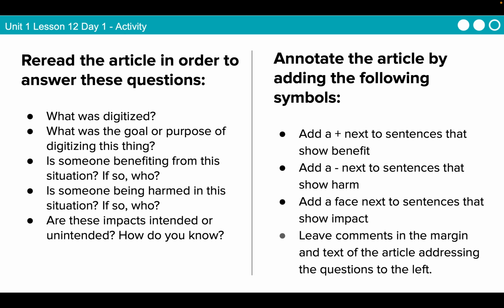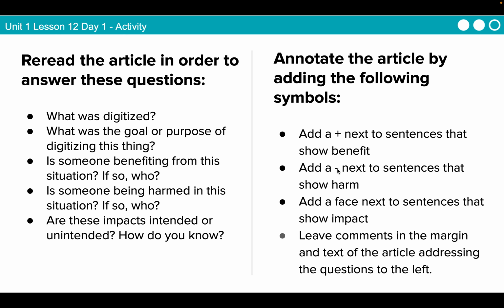Is someone benefiting from this situation, from the digitization of this thing? If so, who? If you find the answer to that question, put a plus where you found any potential benefits to people. Is someone being harmed in this situation? If so, who? And you can put a minus out there if you find a harm.